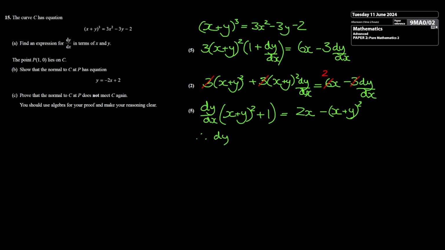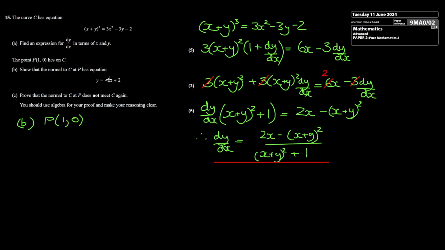So therefore, dy/dx is equal to the numerator, which is 2x minus (x plus y) squared, divided by (x plus y) squared plus 1. And that should be the answer to part A. So we're now told that a point P (1, 0) lies on C. Show that the normal to C at P has an equation of this.